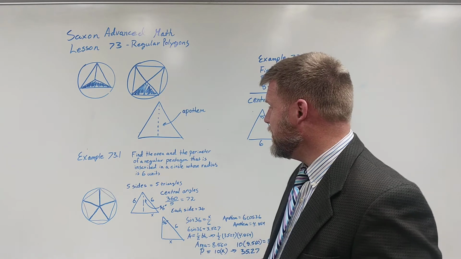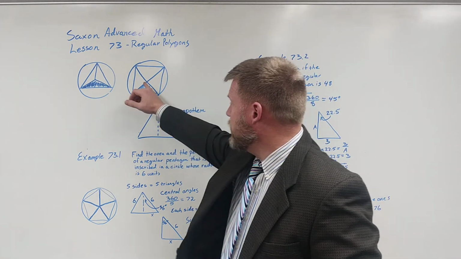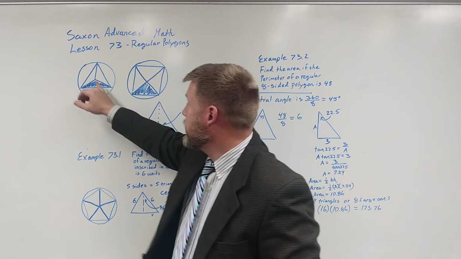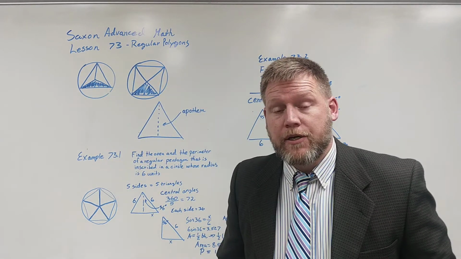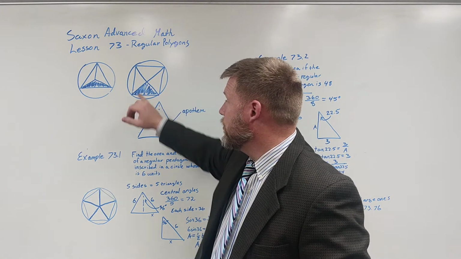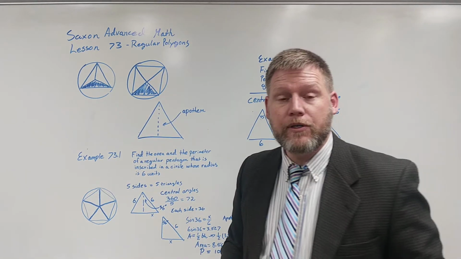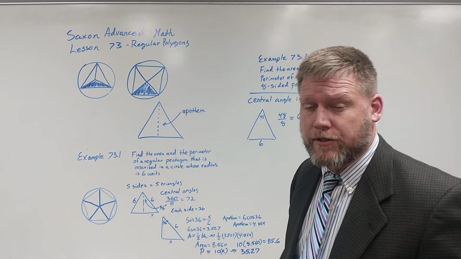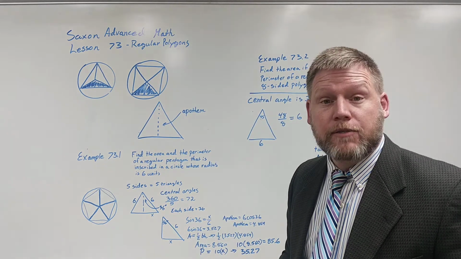The next thing is the distance from the center to the outside on any of these axis points is going to be a radius. However, the distance from the center to the edge, making a right angle, is called the apothem. And we're going to use that apothem quite heavily through the next few lessons, getting into some geometry here.